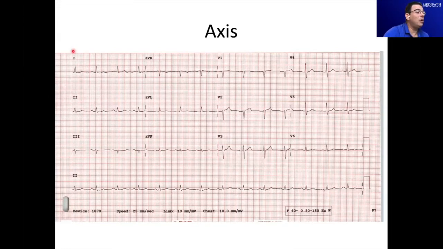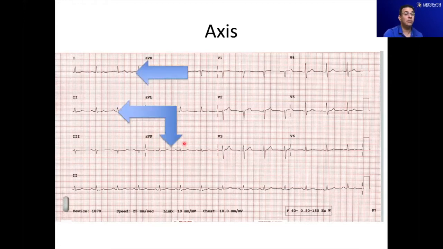If it's upright in 1 and upright in AVF, it's normal axis. If it's down in either of these, it's either right or left axis. The best way to remember it: if it's down in 1, it's going to be right axis. I remember that because it's right next to AVR, which is on the right. If it's down in AVF or 2, it's going to be left axis, and they're next to those. That's how, when I was a medical student, I would remember it.